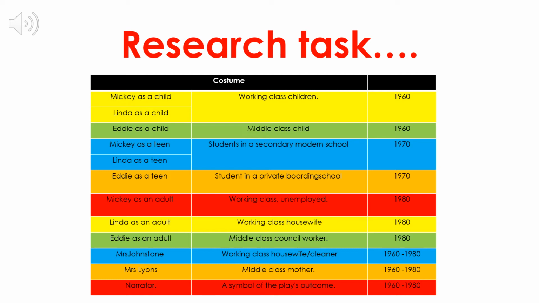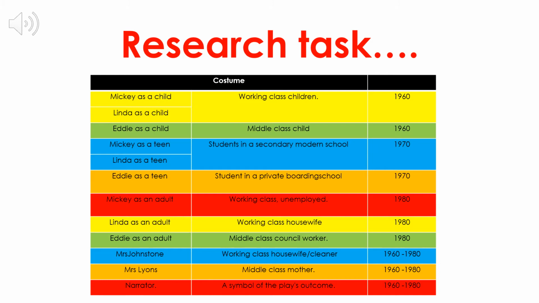Now, Mrs. Johnson and Mrs. Lyons's outfits do not change a lot throughout the play, but just think about how Mrs. Johnson, as a working class housewife and cleaner, would look in the 1960s to the 1980s, and how Mrs. Lyons would look as a middle class mother of the 1960s to 80s.